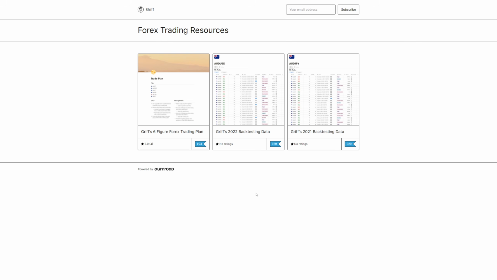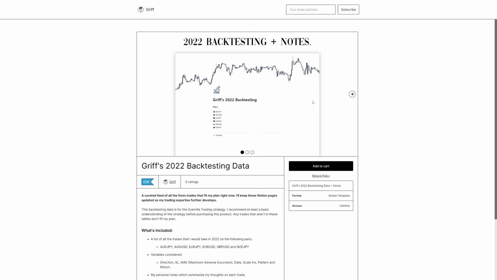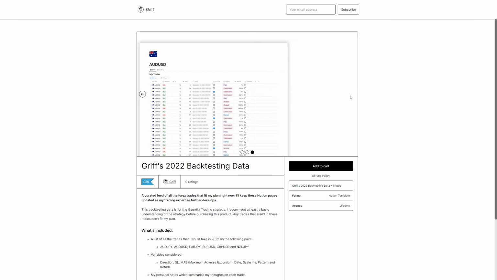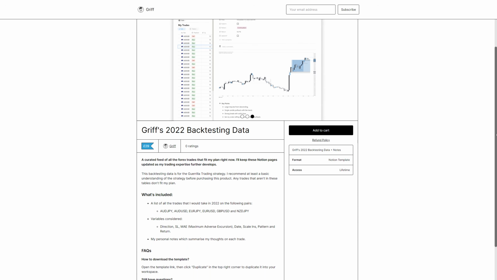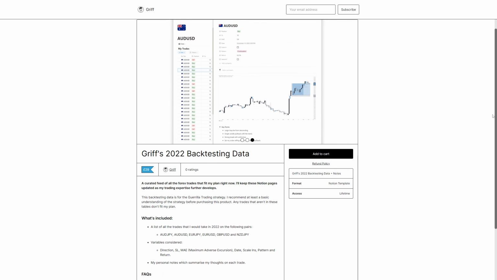So I often get people asking me whether I take this trade or that trade, especially in my consulting calls. So I thought it would be worthwhile for me to publish my backtesting data and all of my notes online. So I've put my 2021 backtesting data and 2022 backtesting data on Gumroad along with my trade plan. So that way when you guys are backtesting, you can compare your trades directly against mine. I know this isn't something that everybody needs, but I know some people will find it really helpful. Oh, and I'll also add my 2023 backtesting data later this year.